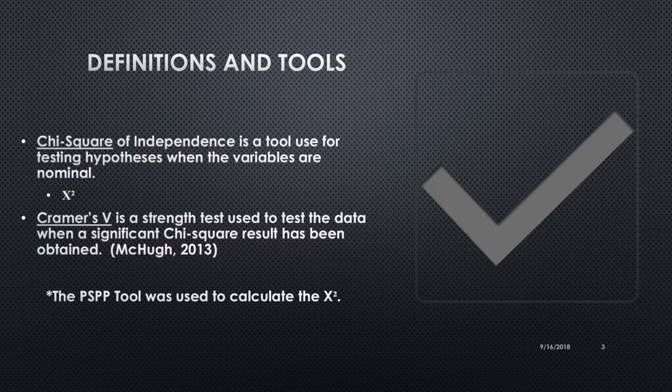Here are some definitions and tools. Chi-square of independence is a tool used for testing hypotheses when the variables are nominal. The formula for chi-square of independence is x over 2. Cramer's V is a strength test used to test the data when a significant chi-square result has been obtained. The PSPP tool was used to calculate the chi-square of independence.